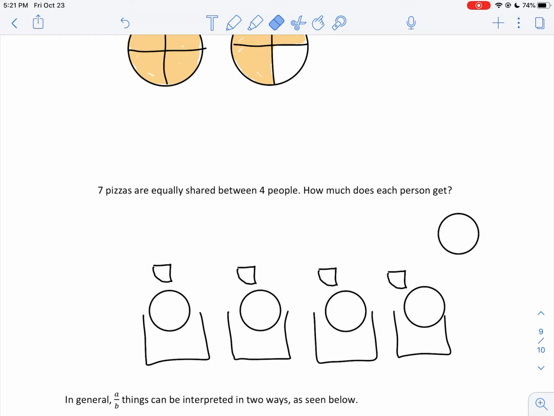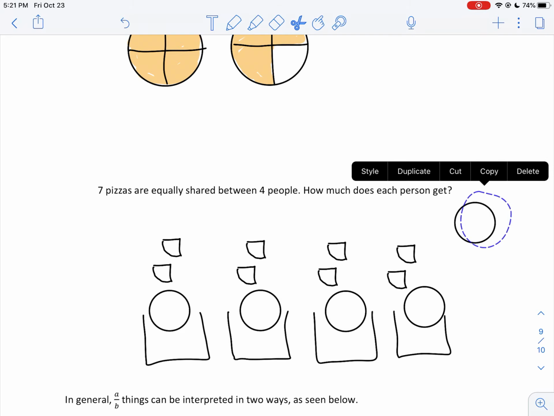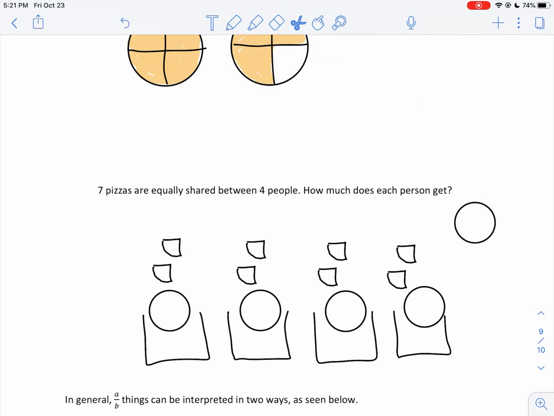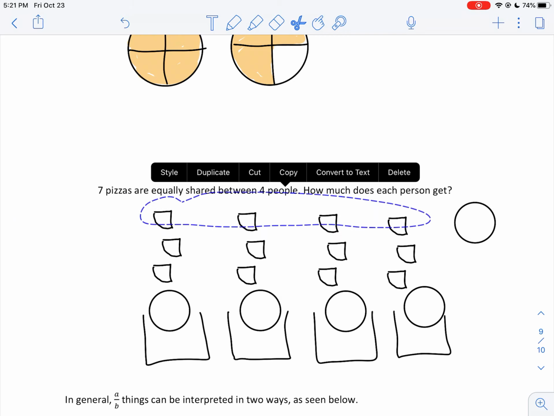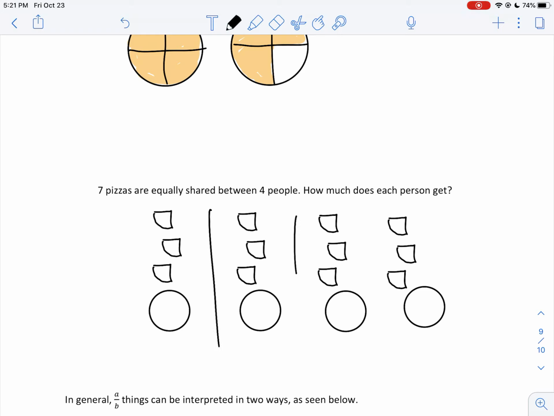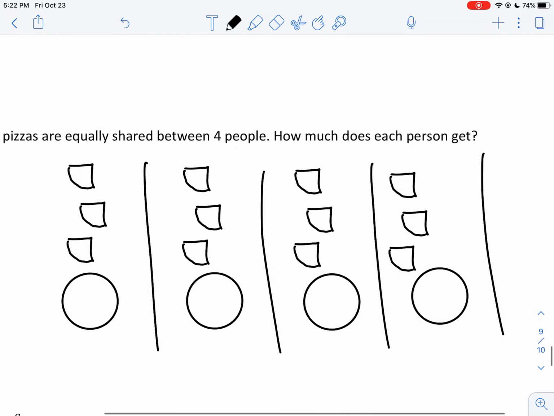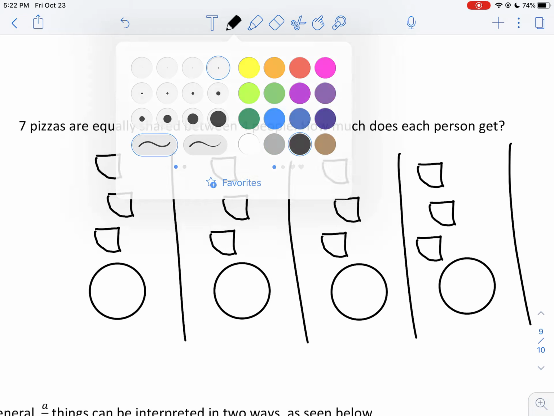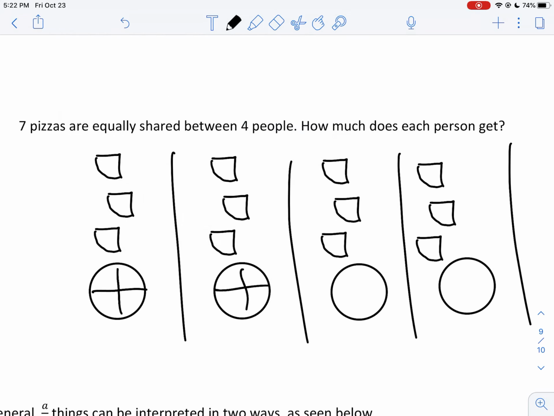Now I want to split up this pizza, which means I'm just going to put another quarter in for each kid. And then this final pizza here needs to be split up into quarters and be shared. So we're going to get 1 more quarter per kid. All right, let's just do this. There's split up. All right, so there's the 7 pizzas shared equally between 4 people. How much pizza does each kid get? Well, they get a whole pizza plus 3 more quarters. But each whole pizza could be thought of as 4 quarters.